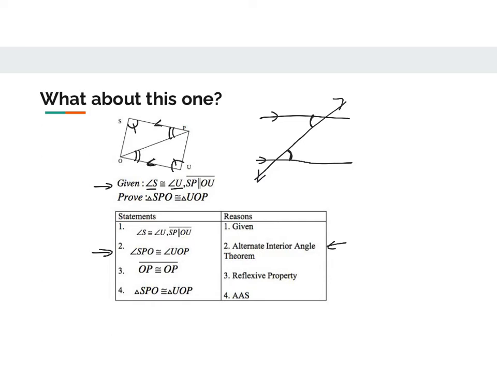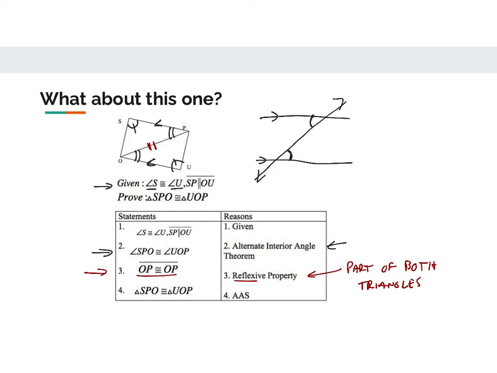Now, pay attention to this next step. You see how OP is part of both triangles. I have to say that OP is congruent to itself by what we call the reflexive property. Anytime you have something that is part of both triangles, you're going to have to use the reflexive property. Basically, it just says that you're equal to yourself. That's all that means. It's going to be exactly what it is. There's not going to be any more or any less.